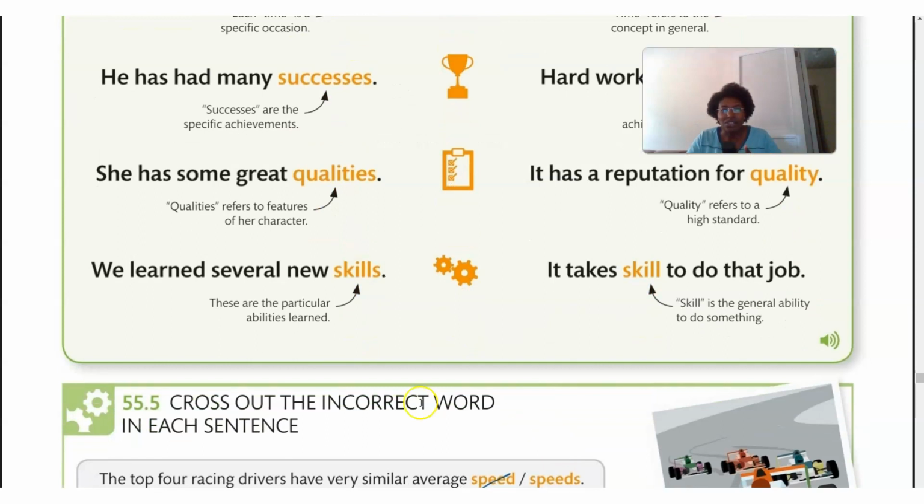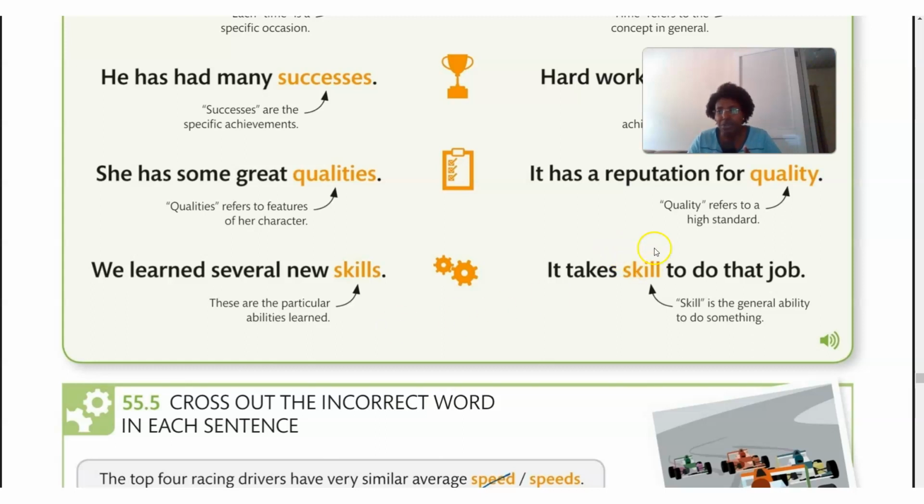Okay, we have our last 2 examples. We learned several new skills. So these are the particular abilities learned. So you can learn 1 skill, 2 skills. Someone might say, I'm learning to use AI. And I learned 2 skills today. I learned how to generate images. I learned how to generate text. So that's a specific skill. So we can count that.